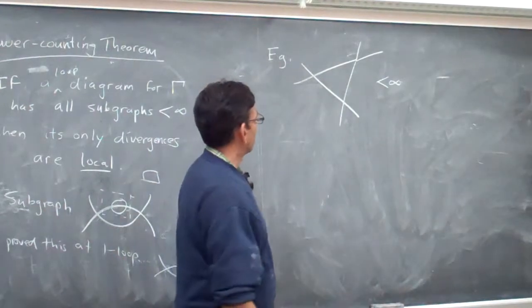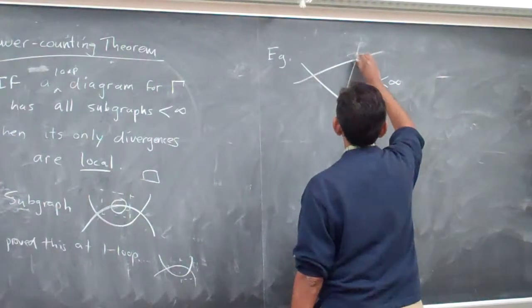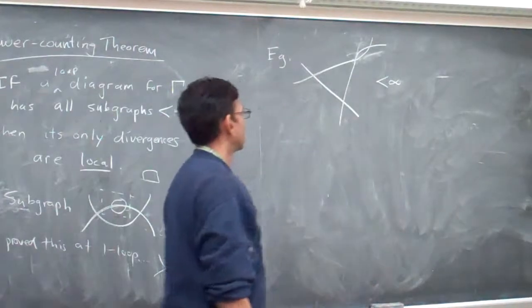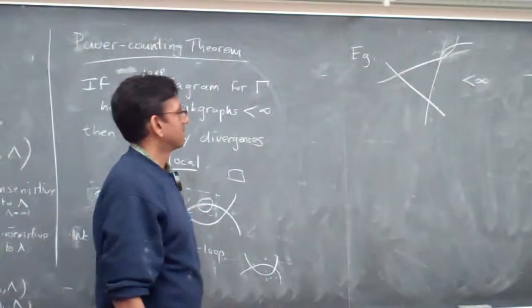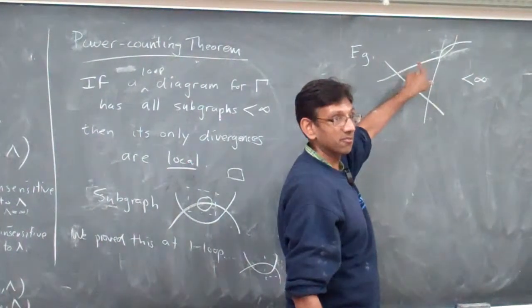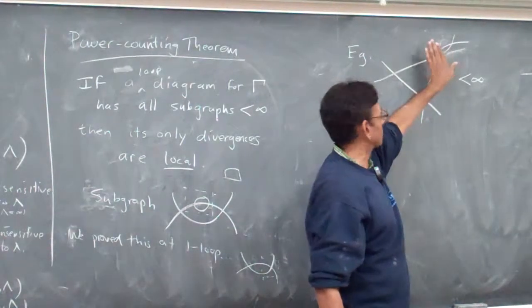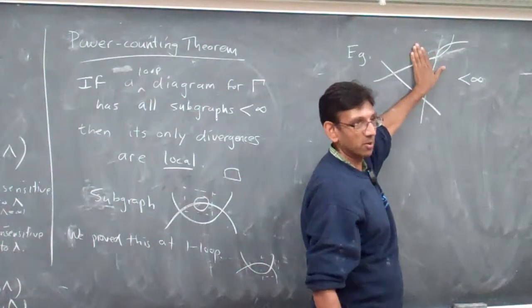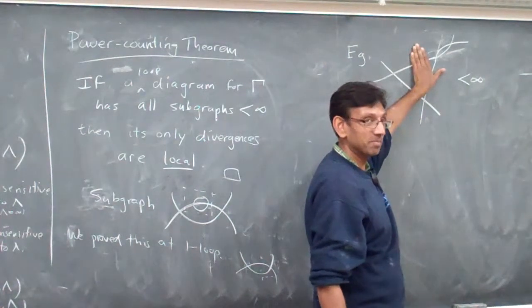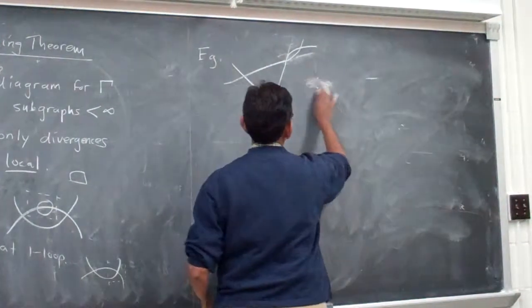Okay? But what if I did this? What if I made a two-loop diagram that looked like this? Well, in this case, this loop is actually finite, but this loop is divergent. It's got two propagators going like 1 over p squared each, and then an integral d4p, so it's a logarithmically divergent diagram. So this one diverges.